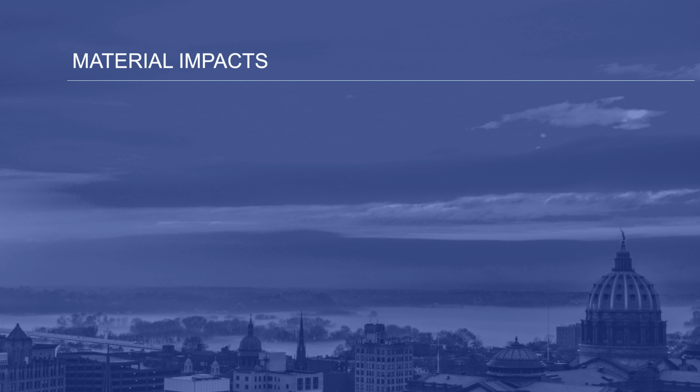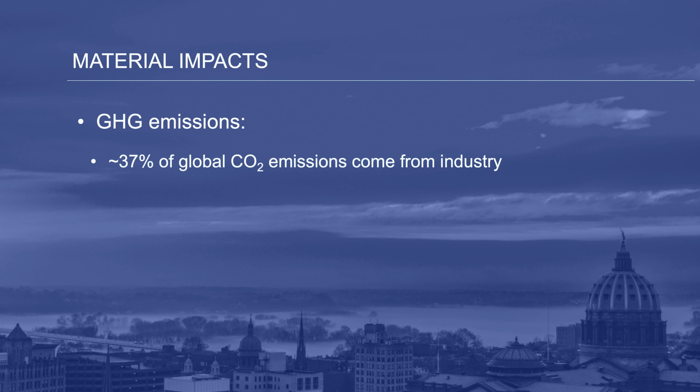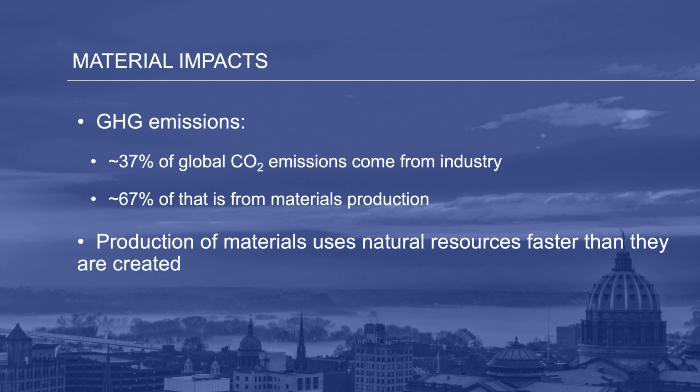Materials during their life cycle have three major impacts. First, material production is a significant source of greenhouse gas emissions that contribute to climate change. According to the International Energy Agency, about 37% of global CO2 emissions come from industry, of which an estimated 67% result from material production. Second, current production of materials is outpacing the regeneration of natural resources used in their creation, creating an unsustainable situation. Raw materials will run out if we continue on with business as usual.